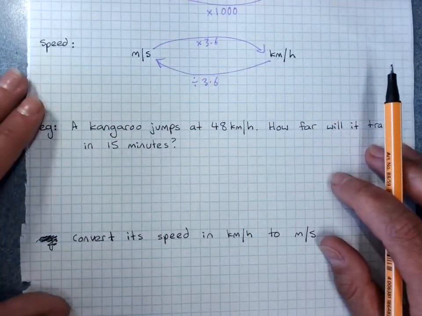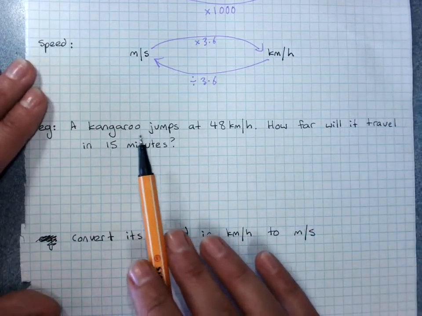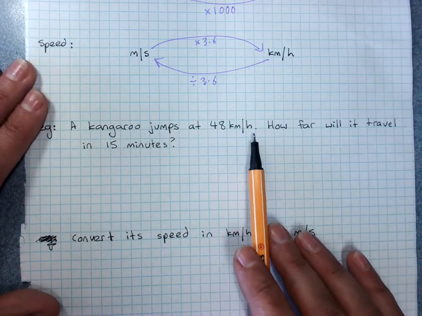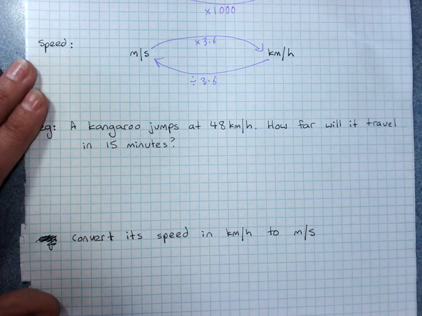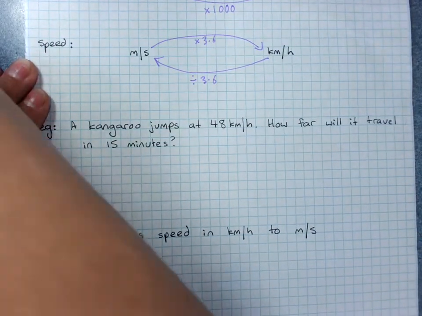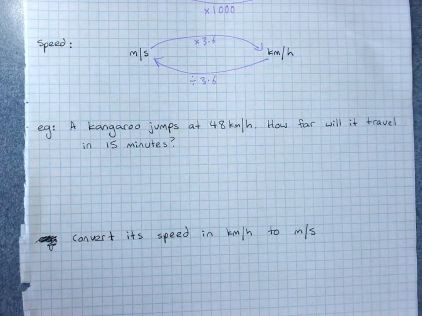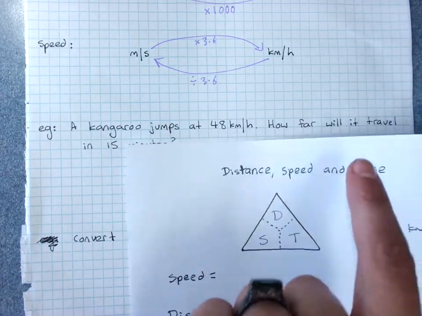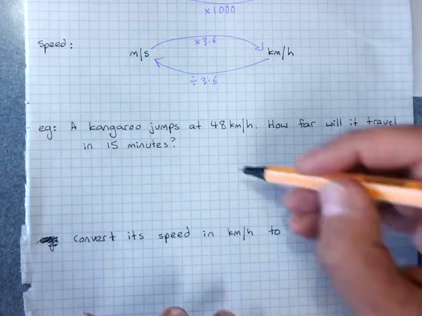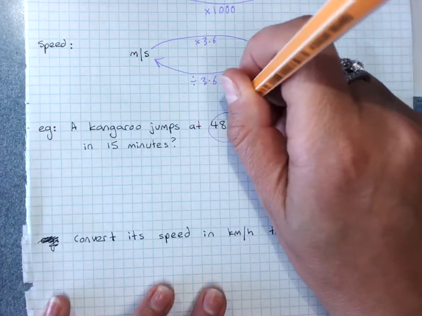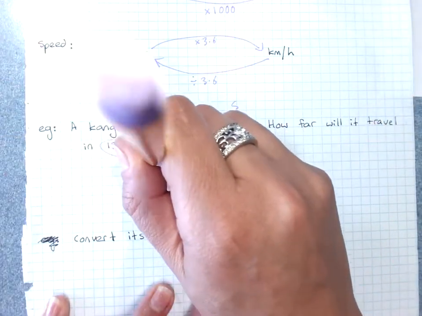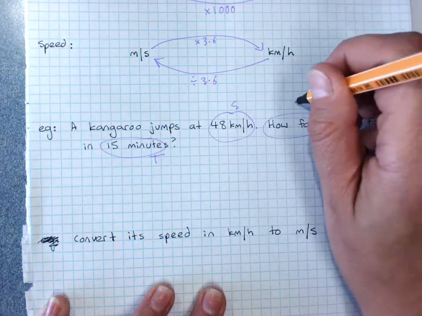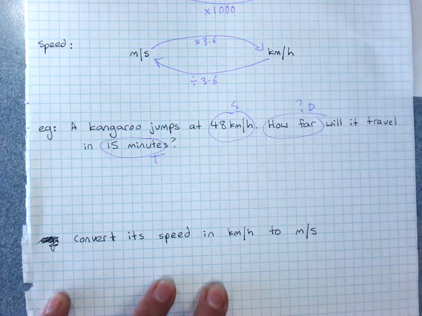So some example situations where we might need this. A kangaroo jumps at 48 kilometers per hour. How far will it travel in 15 minutes? So of course, first up we use our speed, distance, time triangle. We've got its speed, we've got its time, and we want the distance.